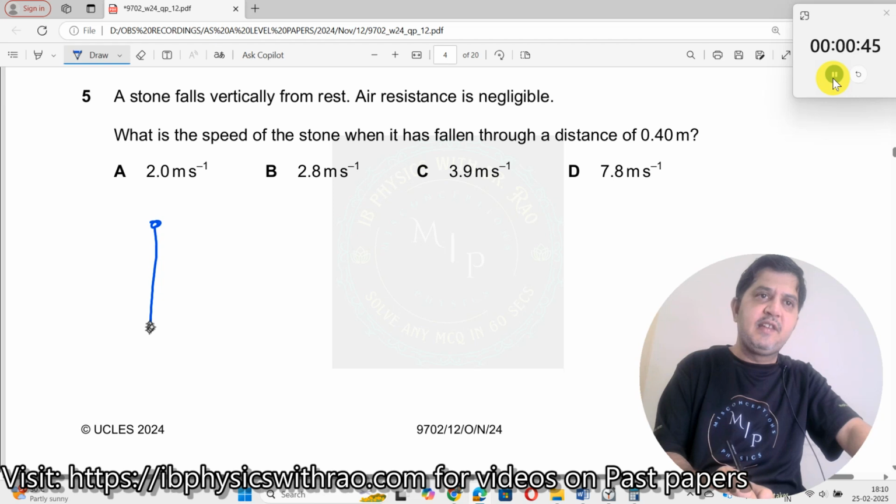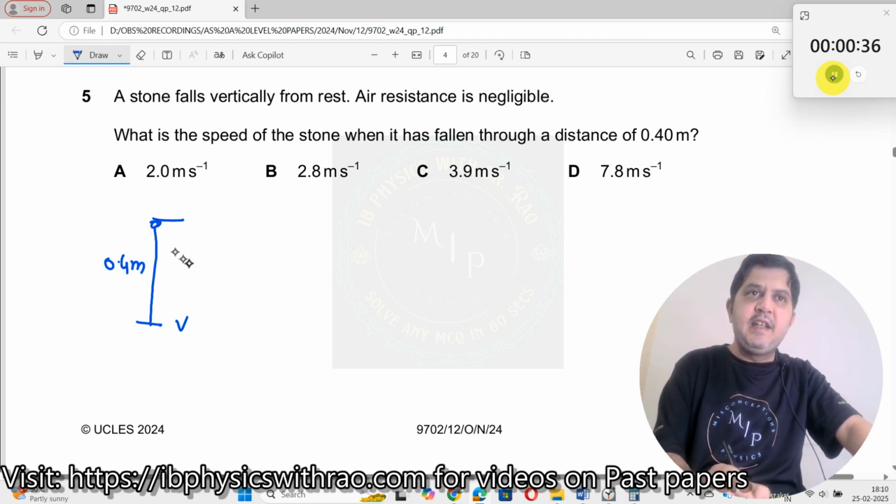It has fallen through a distance of 0.4 meter. Okay, this distance is 0.4 meter. What is the speed at this point? Simple question. When you say it has been falling, your initial velocity, let us say u, is equal to 0 here.